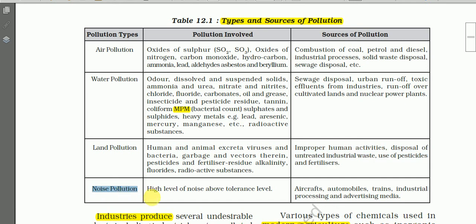pollution, that is high level of noise above tolerance level. Last time I told you that human beings can tolerate up to 40 decibel. Beyond this, we call it noise pollution. So the important sources of pollution, we have aircrafts, then automobiles, trains, industrial processing, machineries in industries, then advertising media like loudspeakers. So this table is the summary of the different types of environmental pollution.